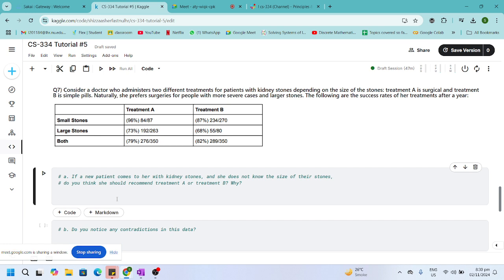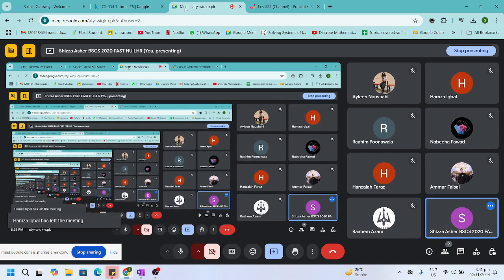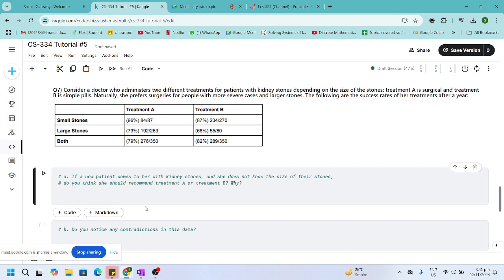If a new patient comes to this doctor with kidney stones and this new patient does not know the size of their stones, which treatment should be recommended to this patient? Would anyone like to contribute at this point? Okay, moving on. Anyway, so if a new patient comes in and the patient doesn't know the size of the kidney stones, it means that treatment A could be selected, but it also means that treatment B could just as well be selected.